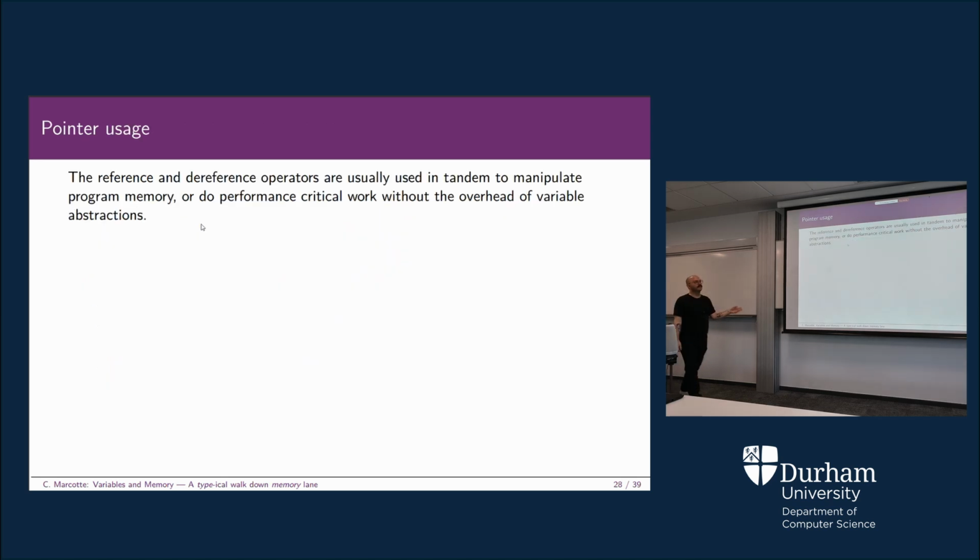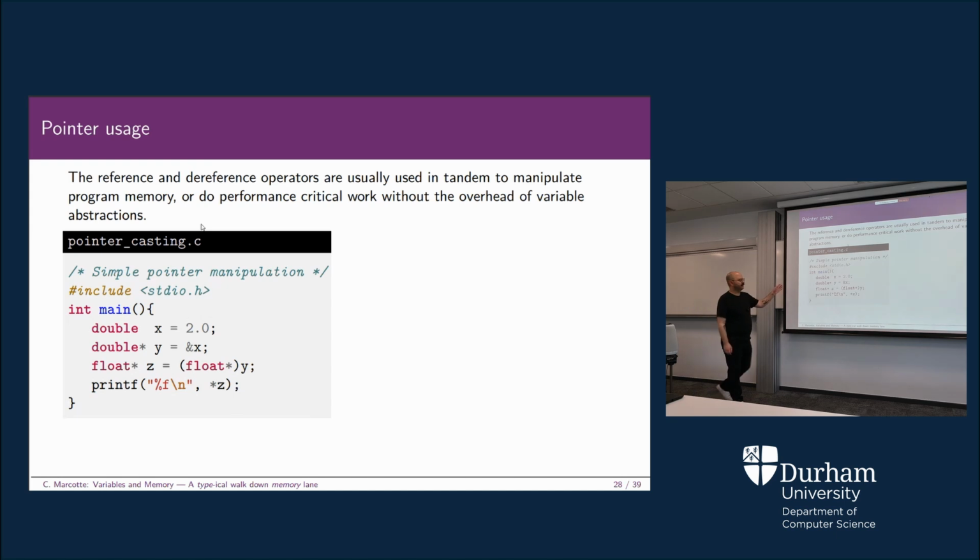Now, of course, the reference and dereference operators are usually used in tandem to manipulate program memory or do performance-critical work without the overhead of variable abstractions. So, for example, we have double x equal to 2, double pointer y, which references x, float pointer z is a float pointer of y, and then you printf the dereference of z.